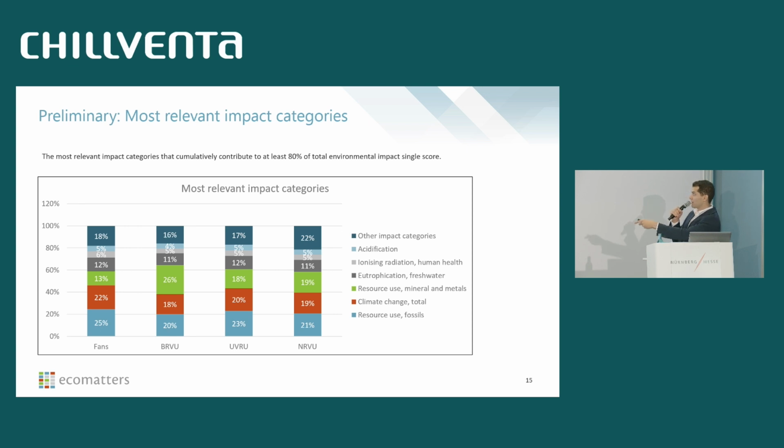So you can see that for all of the product subgroups, resource use fossils is contributing quite a lot, and then also climate change and resource use minerals and metals. But also the other impact categories are quite significant still.